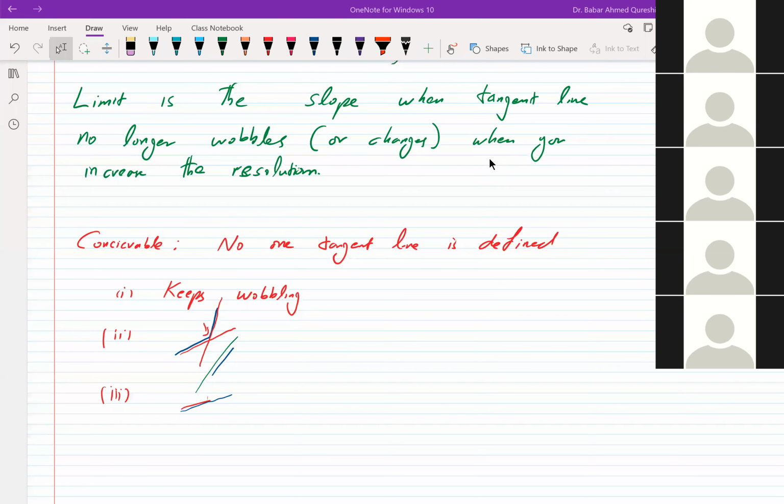Shayan, what's your question? Sir, in the cases where you said no tangent line is defined, the first one, where it keeps wobbling, is that the thing called the Weierstrass function? Yeah. Okay.